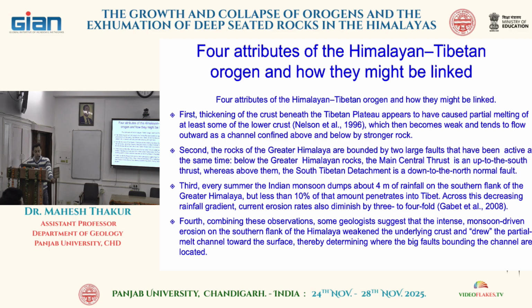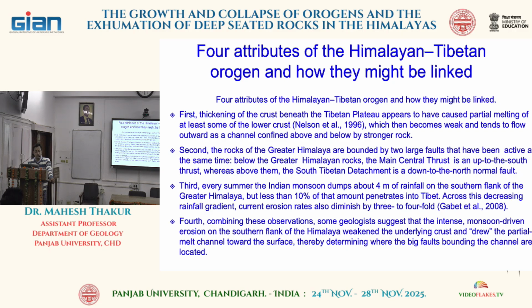Third, every summer, the Indian monsoon dumps about 4 meters of rainfall on the southern flank of the Greater Himalaya, but less than 10% of that amount penetrates into Tibet. Across this decreasing rainfall gradient, current erosion rates are diminished by 3 to 4 fold.